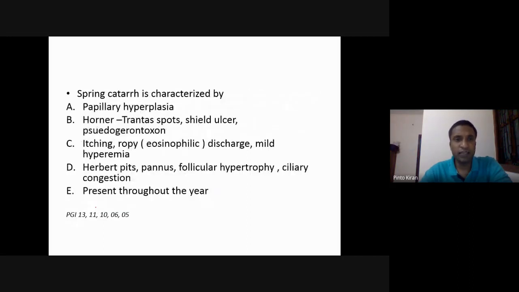Spring catarrh is characterized by papillary hyperplasia, Horner Trantas spots, shield ulcer, pseudogerontoxon. Again, sorry, this is the same thing. When you have a cornea, you have Horner Trantas spots. When this ruptures and forms a scar, that is known as a pseudogerontoxon. Then you have itching, ropey discharge, mild hyperemia.